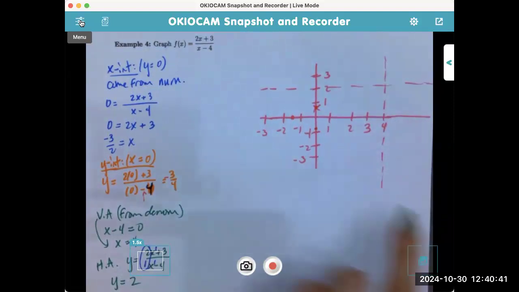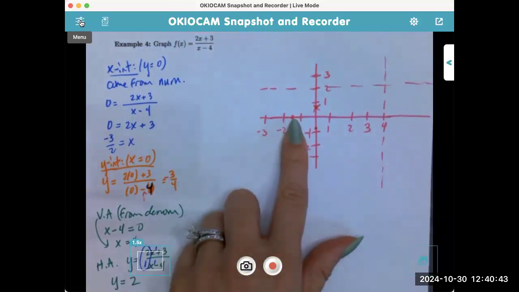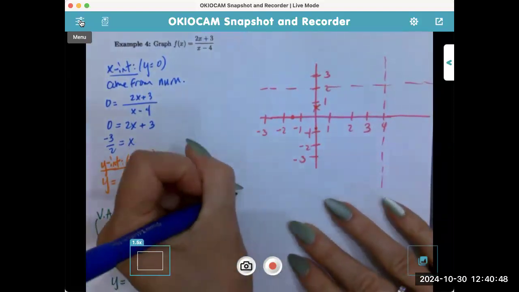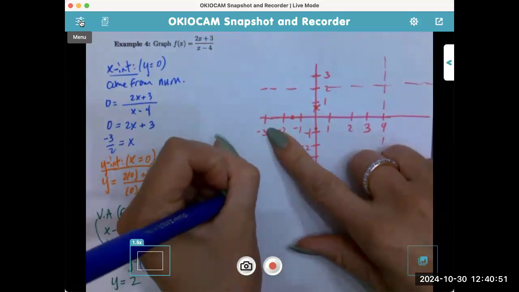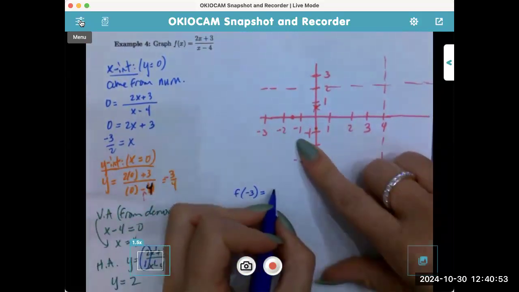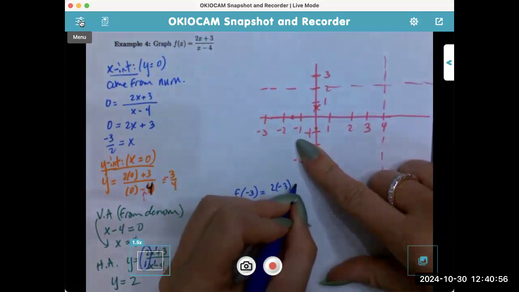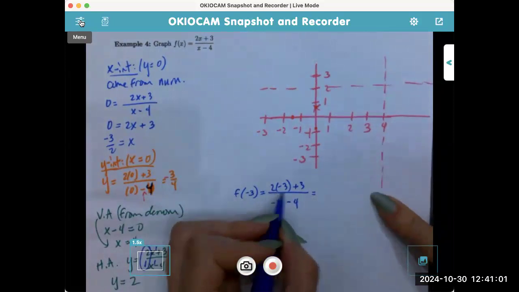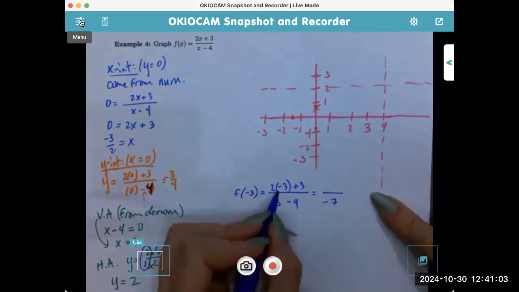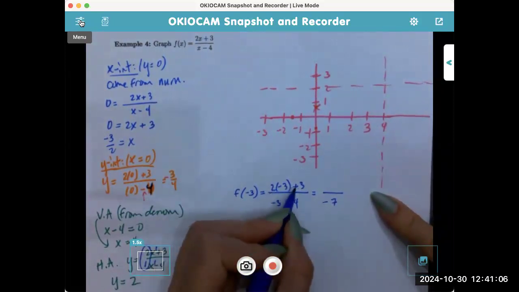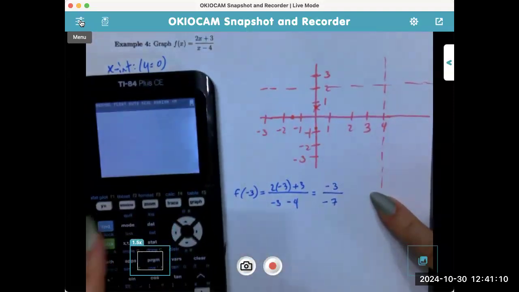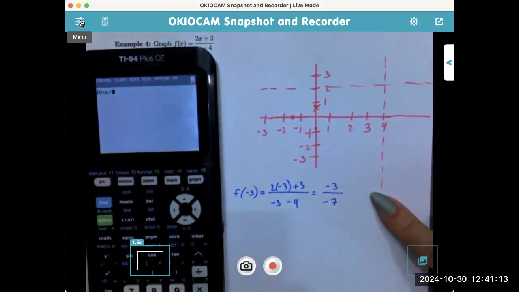So now, one point beyond an x-intercept. So let's say what is f of, I don't know, -3? Suits me. I mean, it doesn't matter. 2 times -3 plus 3 over -3 minus 4. That is what? -7 in the denominator. -6 plus 3 is -3. So that is a positive 3/7. What is 3/7 as a decimal?